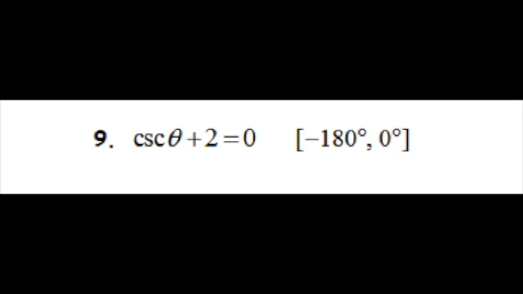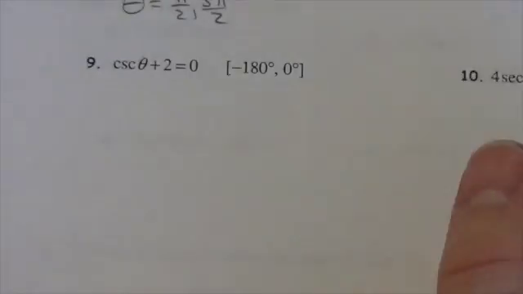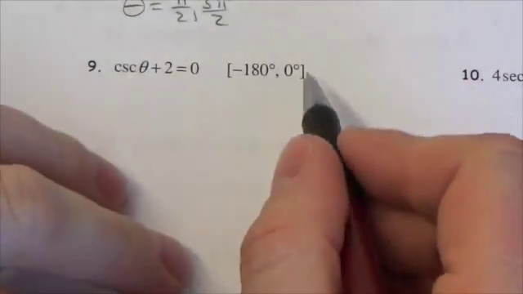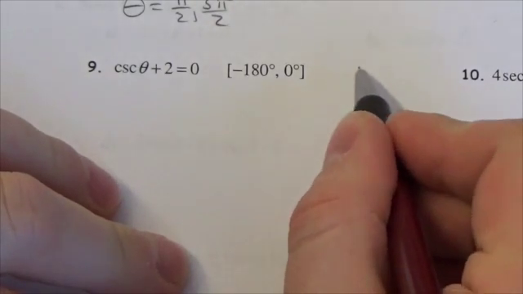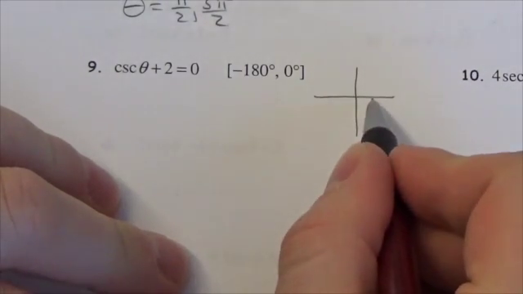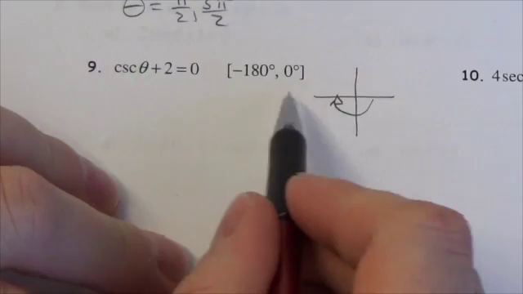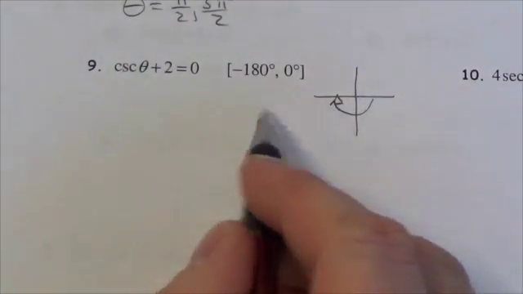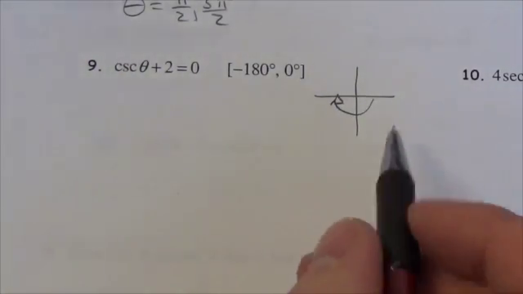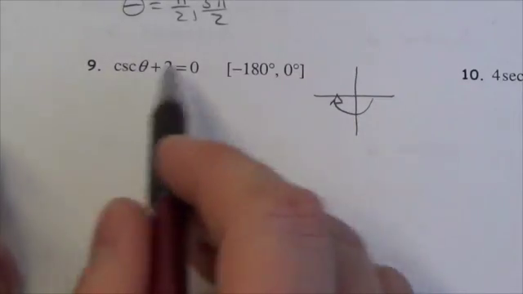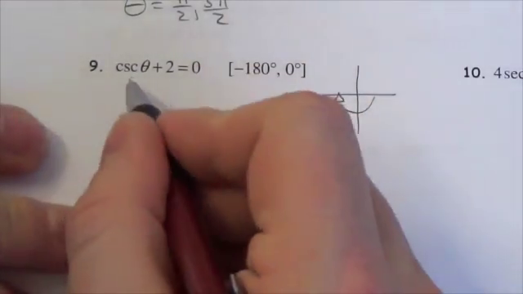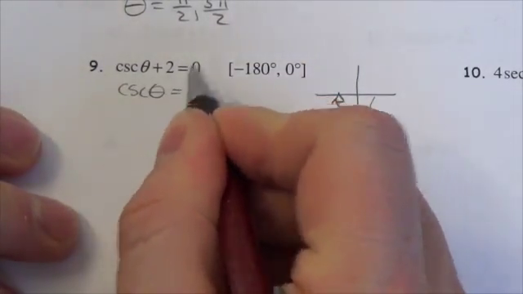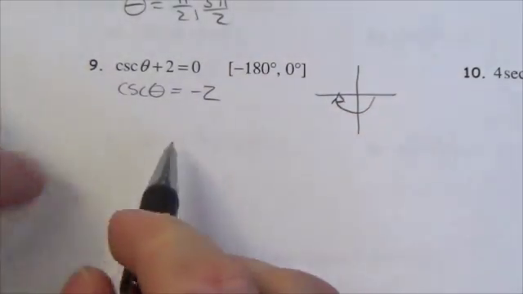Cosecant of theta plus 2 equals 0, where theta is between negative 180 and 0. So now in this question, when we take a look at the interval, notice that we are rotating negatively through to 180 degrees, and again we're including the endpoints there, the negative 180 and the 0 degrees. Now we take a look at our trig function here, and again I'm going to isolate the trig function, so cosecant is going to equal negative 2.